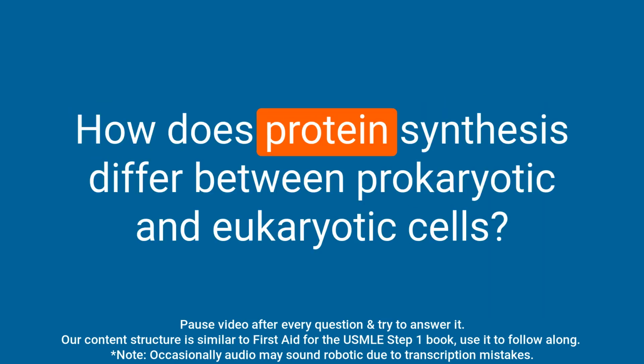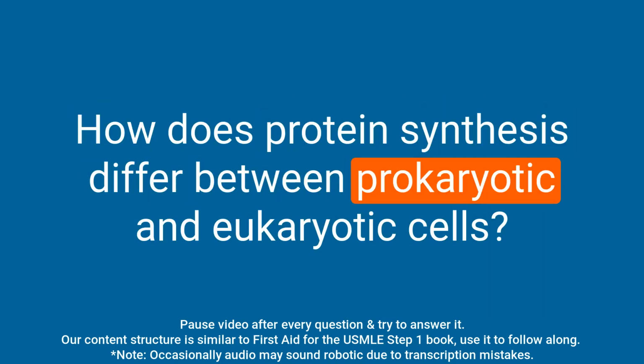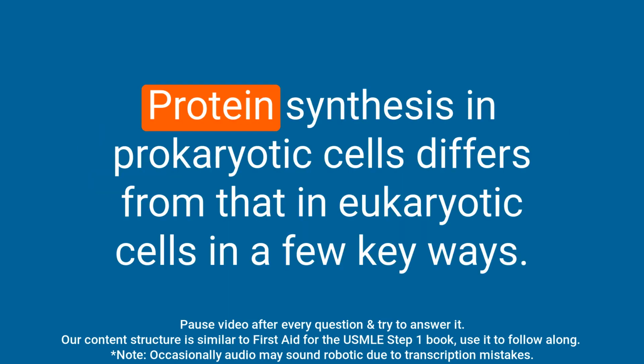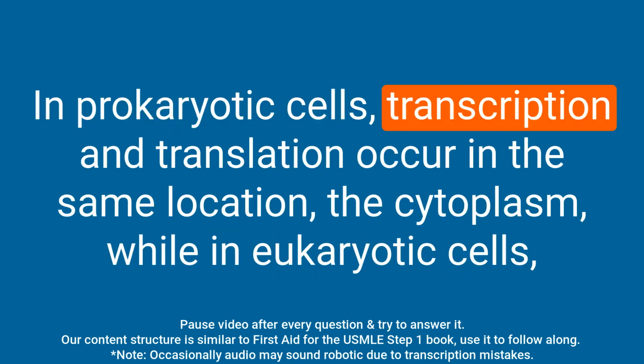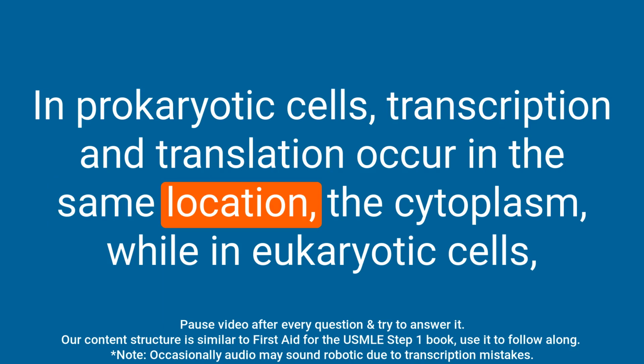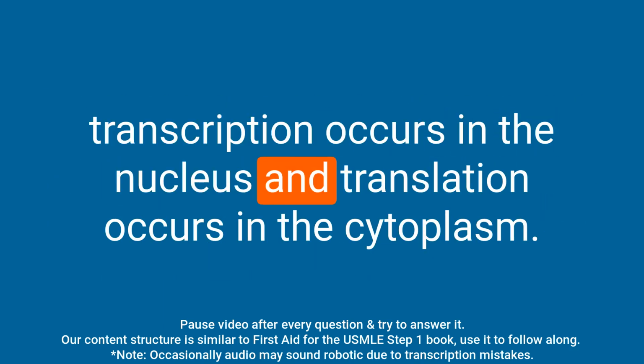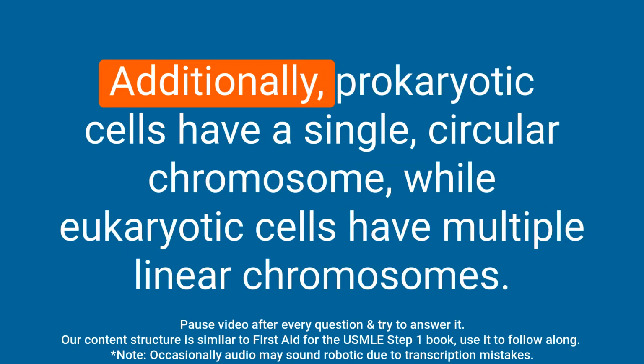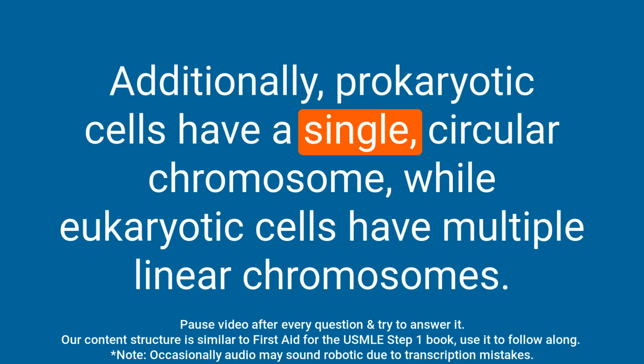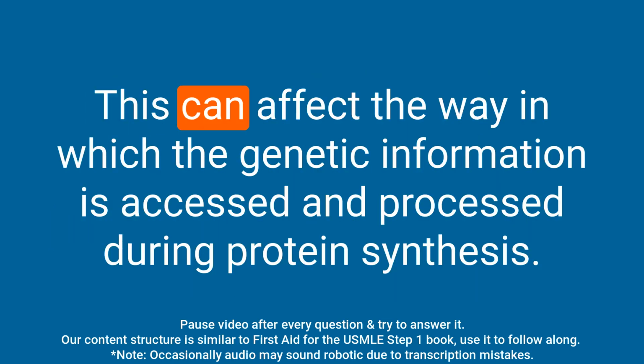Question: how does protein synthesis differ between prokaryotic and eukaryotic cells? Answer: protein synthesis in prokaryotic cells differs from that in eukaryotic cells in a few key ways. In prokaryotic cells, transcription and translation occur in the same location, the cytoplasm, while in eukaryotic cells, transcription occurs in the nucleus and translation occurs in the cytoplasm. Additionally, prokaryotic cells have a single circular chromosome, while eukaryotic cells have multiple linear chromosomes. This can affect the way in which the genetic information is accessed and processed during protein synthesis.